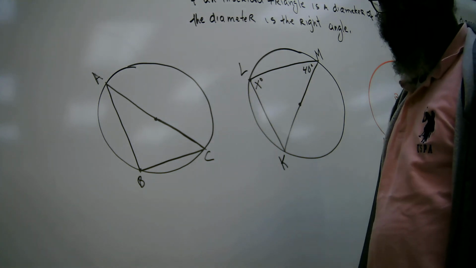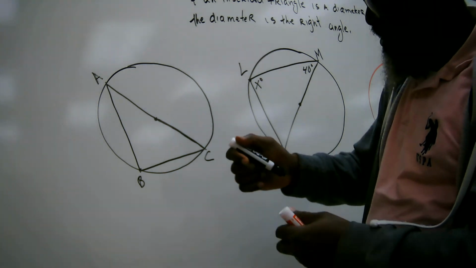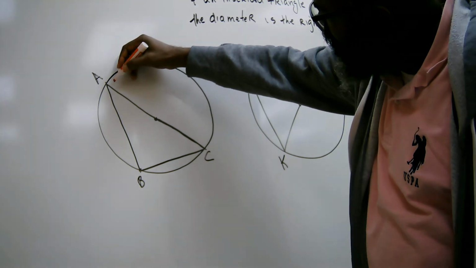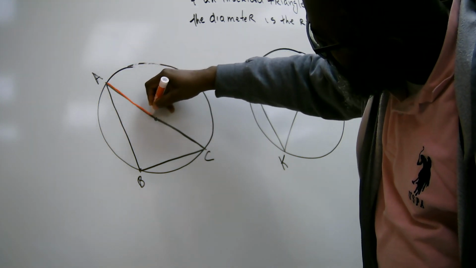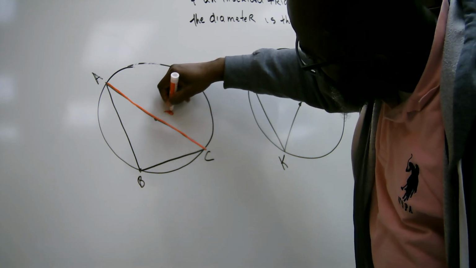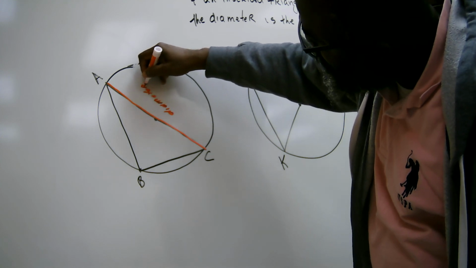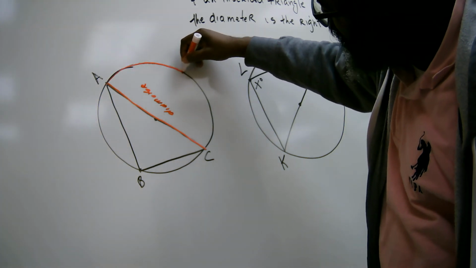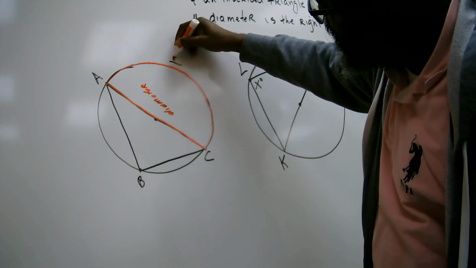So let's explore what they're telling you. As you can see, we have the chord AC. AC is the diameter, right? Because it passes through the circle. We know AC is the diameter, so I'll say this is the diameter of the circle. Let's label that so you can see what's going on. If this is the diameter, it is half of the circle. This will be 180 degrees.